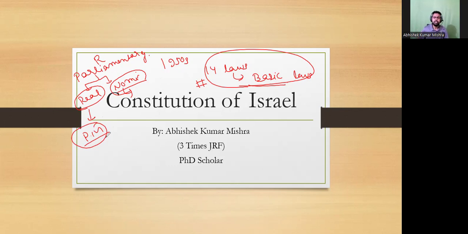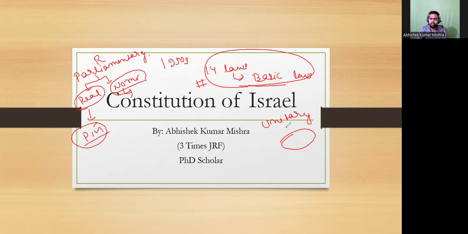Another concept to understand about Israel is that Israel has a unitary form of government. That means there is no federalism at all. Compare this with America. In America, there are governments at the state level. There are different states: there is Texas, there is California, there is Nevada, there is New York. A lot of states are there, and they have their own governments. Also, there is a federal government at the center, at the union.